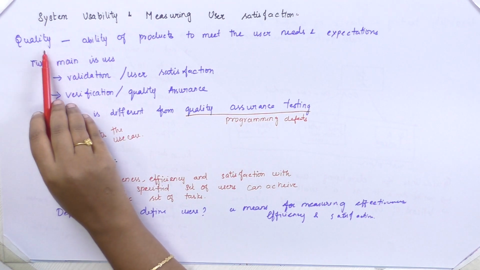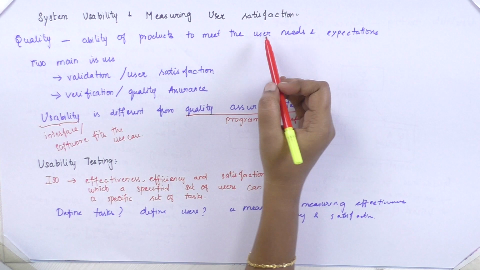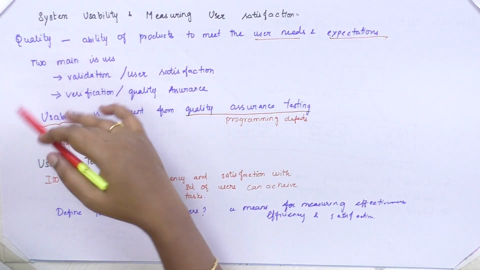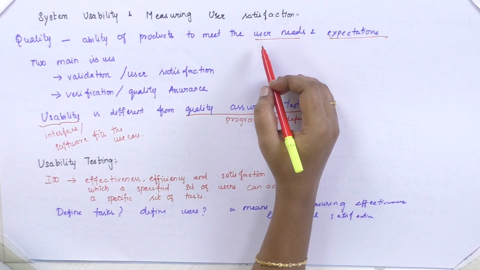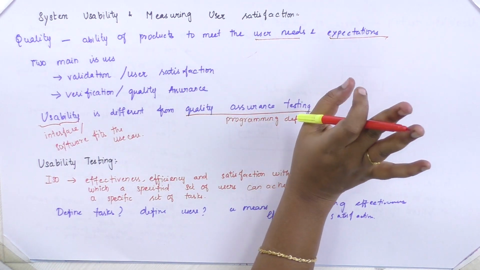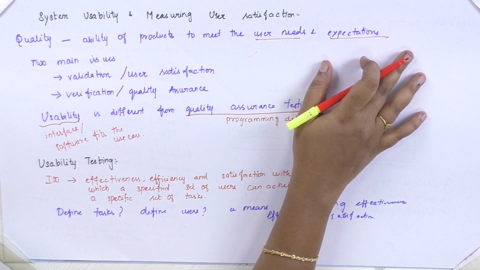First is quality. Quality of a software defines the ability of the software product to meet the user needs and expectations. So high quality software, in the sense, provides all the requirements or satisfies all the expectations of the user. So quality means its ability to meet the user's requirements.